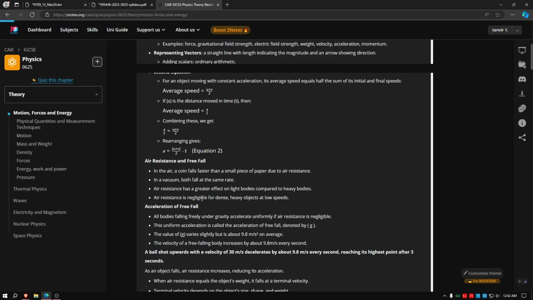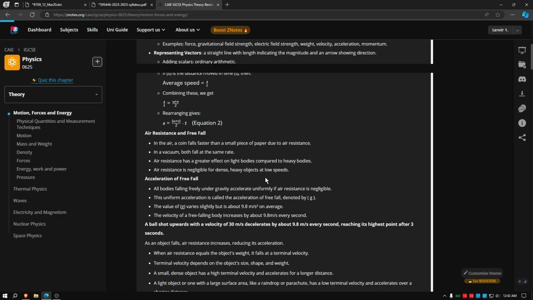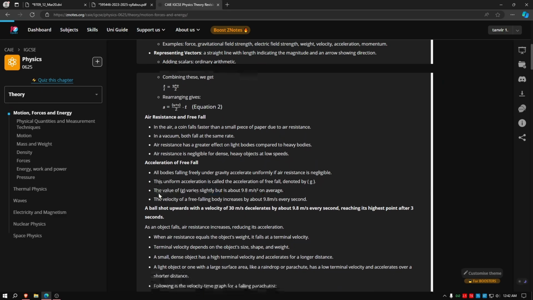And here again, density matters for a dense, heavy object. So air resistance is negligible for dense, heavy objects at low speed. Negligible meaning it is close to zero, or you can neglect it, or you can just ignore it. Neglect or ignore, same thing. But at low speeds only, keep that in mind. Very, very low speeds.